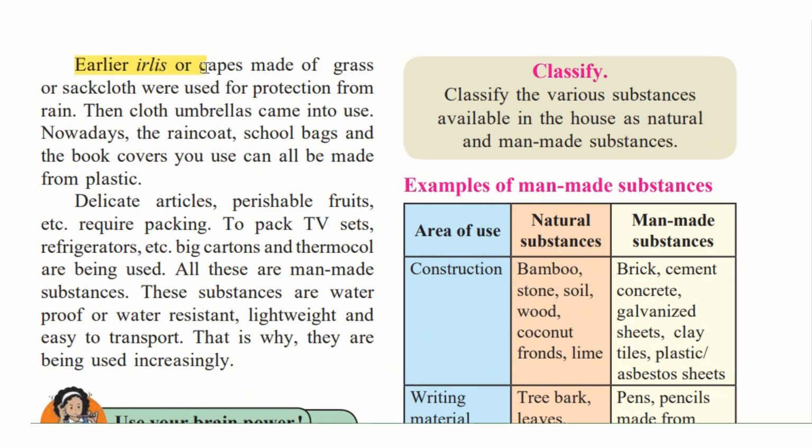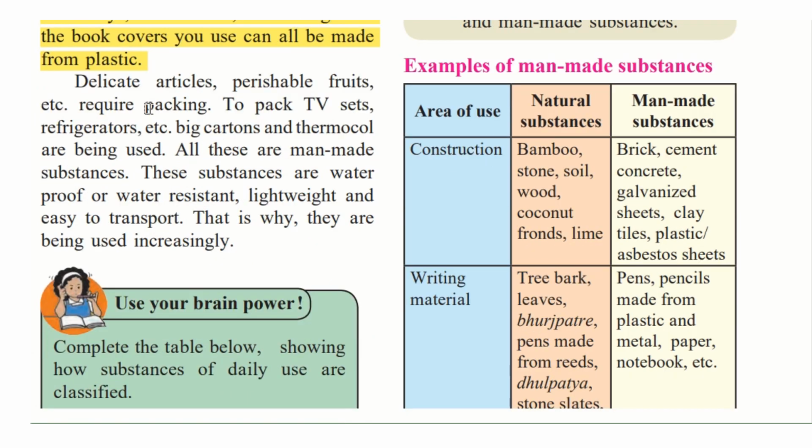Earlier, irlis or capes, that is headgear made of grass or sackcloth, were used for protection from rain. So they used to make certain things from sackcloth or grass to cover themselves, so that they are protected from rain. Then cloth umbrellas came into use. Nowadays, the raincoats, school bags, and book covers you use can all be made from plastic, isn't it? We have raincoats made of plastic, school bags made of plastic, and even covers for our books are made of plastic to protect our books.